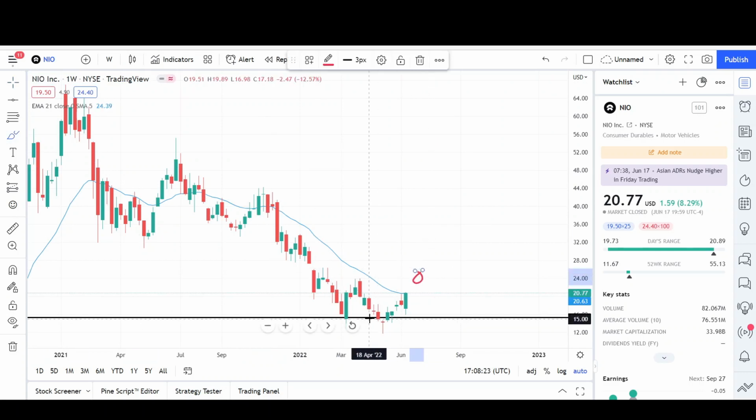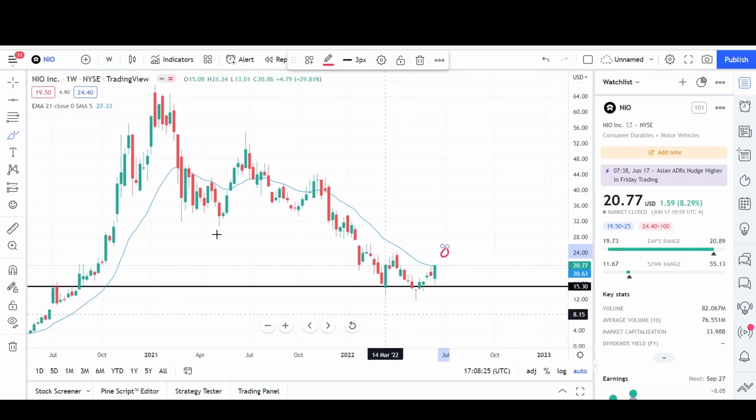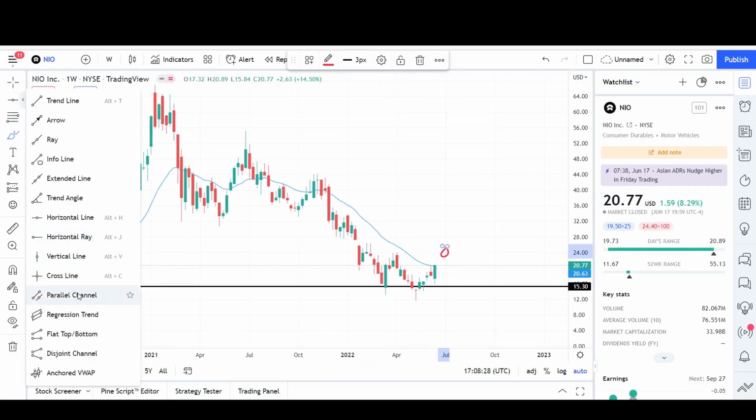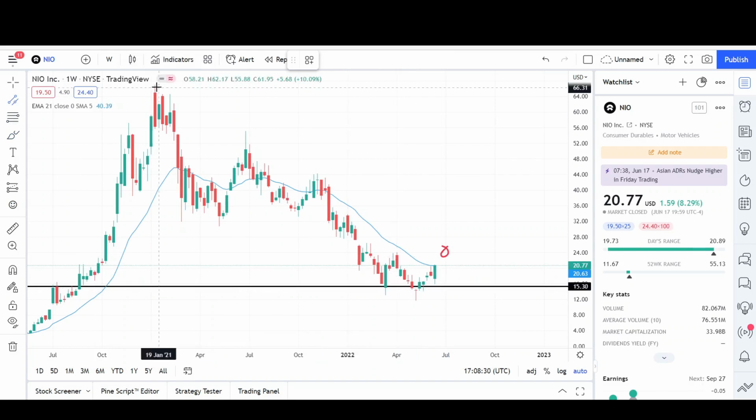I don't think we have bottomed, but again, nothing's guaranteed. If we do continue much higher and we don't look back, then I've got to switch my bias and say, hey, there's a good chance we probably bottomed and we're going to be continuing higher. But as of right now, I'm still bearish.